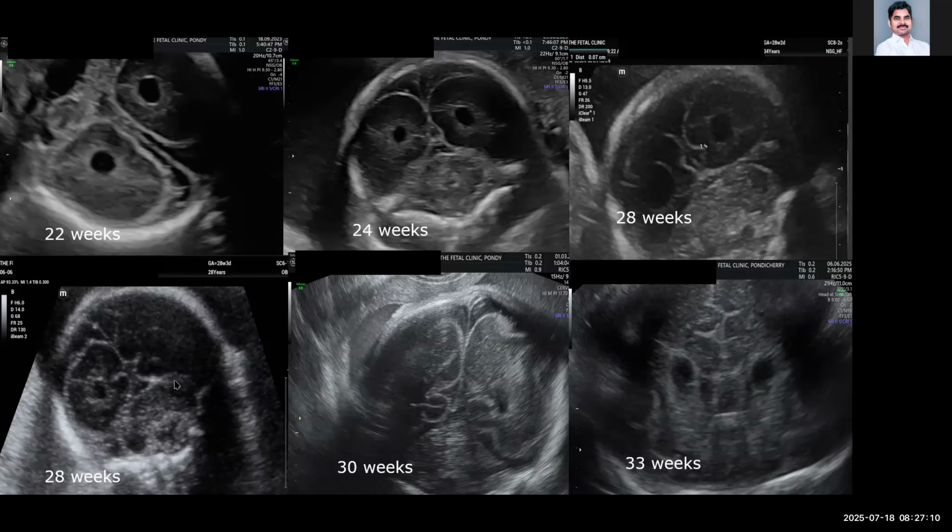This is also at 28 weeks where they are forming a narrow-based V. This is 32 weeks, narrow-based V, and this is 33 weeks where the limbs have been opposed and they are forming an I-shape.